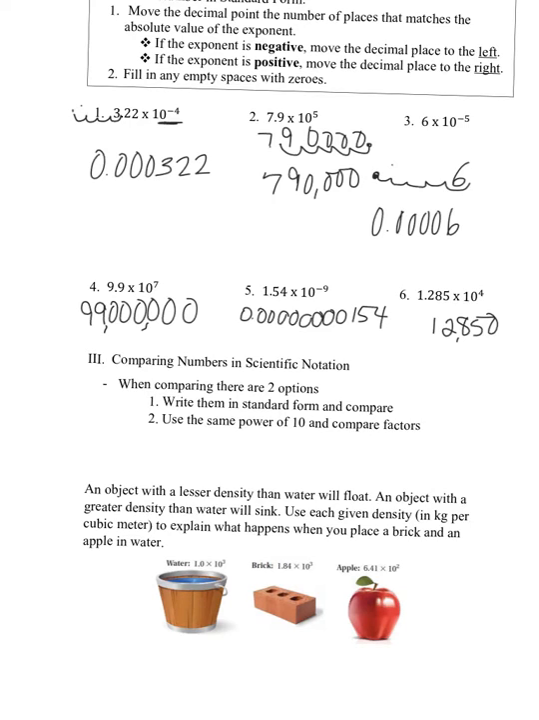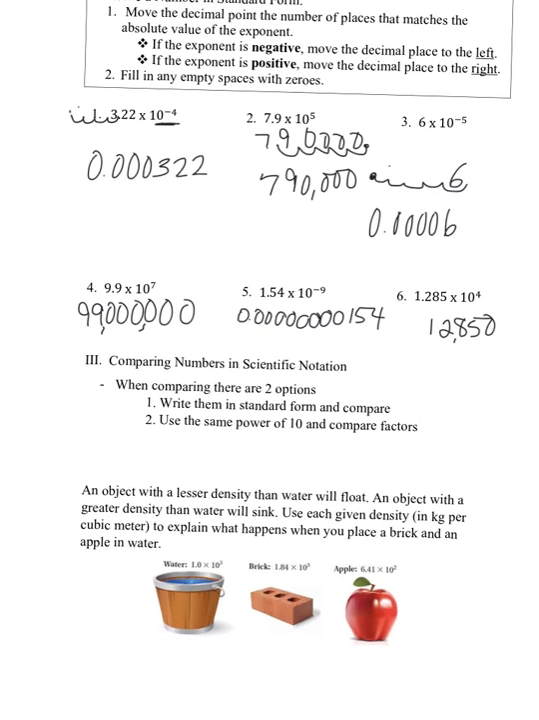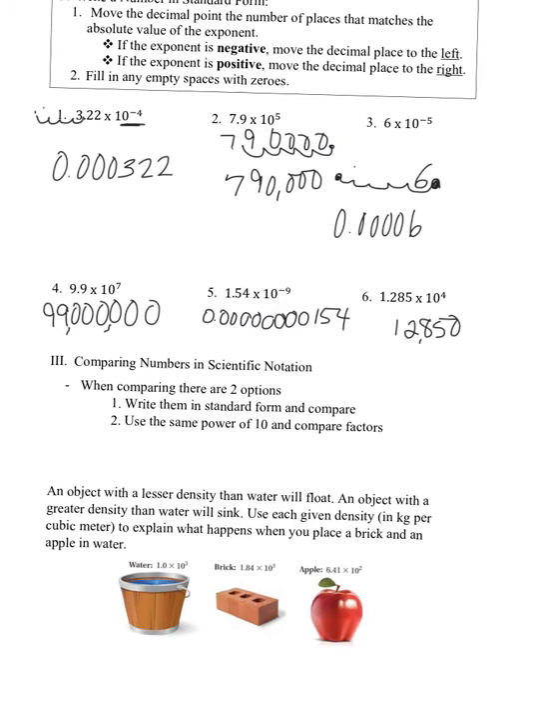Okay, so for number 3, even if there is no decimal shown in the number, there is always a decimal at the end of a whole number. So right there is your decimal point, and you're going to move it 5 places to the left. Number 4, you're moving 7 places to the right. Number 5, you are moving 9 places to the left, so you should have 8 zeros in front of that number. And then number 6 is 12,850.